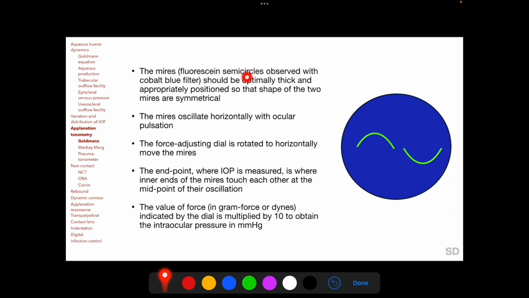The fluorescent semicircles thus created by the biprism are observed with the cobalt blue filter of the slit lamp, and these fluorescent semicircles are called mires. The mires should be optimally thick, and appropriately positioned so that the shape of the two mires are symmetrical. The mires will be seen to oscillate horizontally with ocular pulsation.